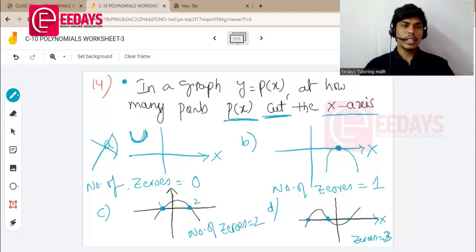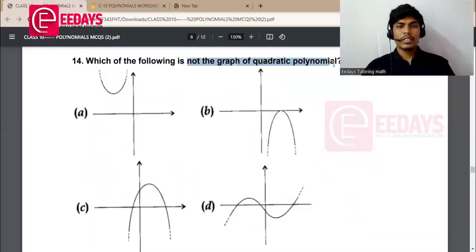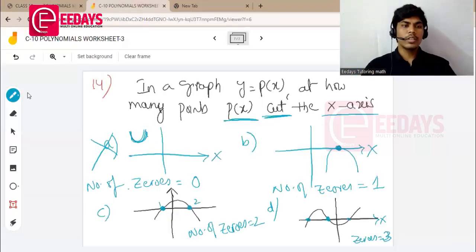But what is the question here? Which of the graphs is not a quadratic polynomial? The quadratic polynomial's degree is 2. Since they're asking which is not a quadratic polynomial, you can easily tell the answer. Option A is the correct answer. Why option A? The number of zeros is 0. That's why option A is the answer.